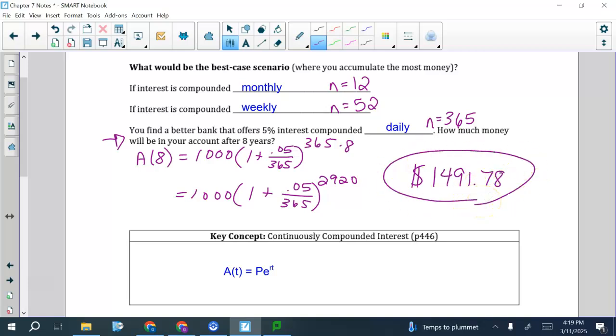All right, so we creeped up there a little bit more. Quarterly was $1,488. Now we're up to $1,491. And there is one more method that can get you even more interest. We did this yesterday. This is when that interest is compounded continuously.